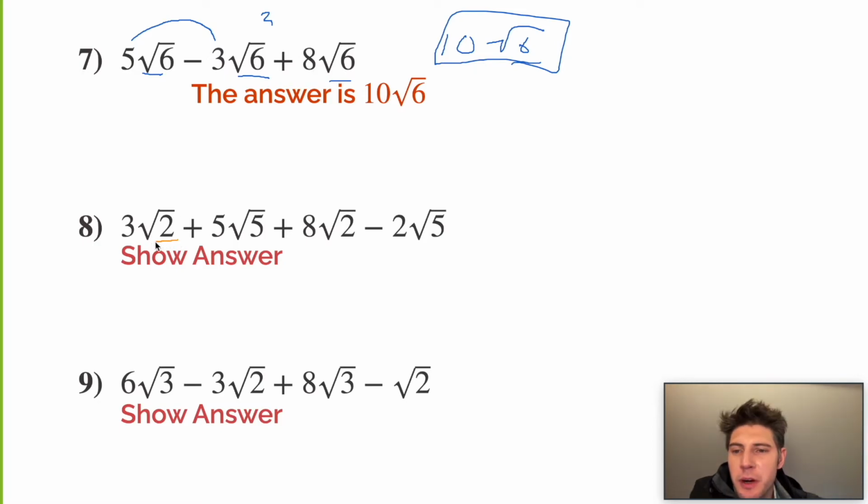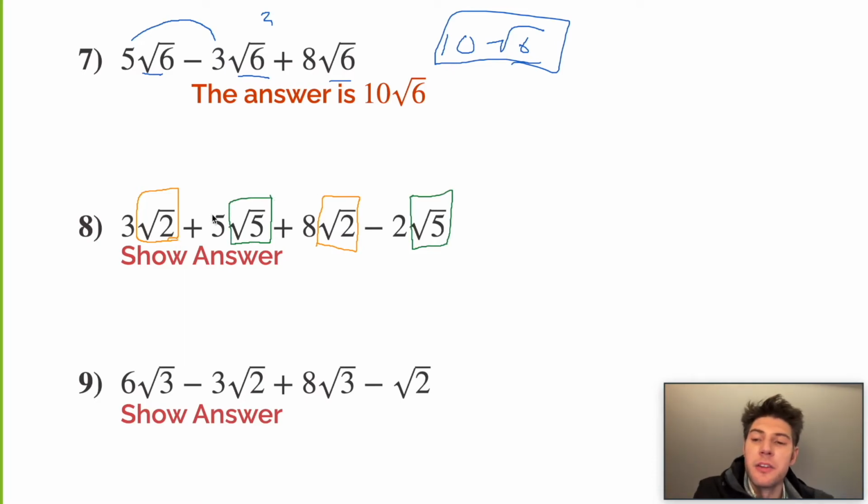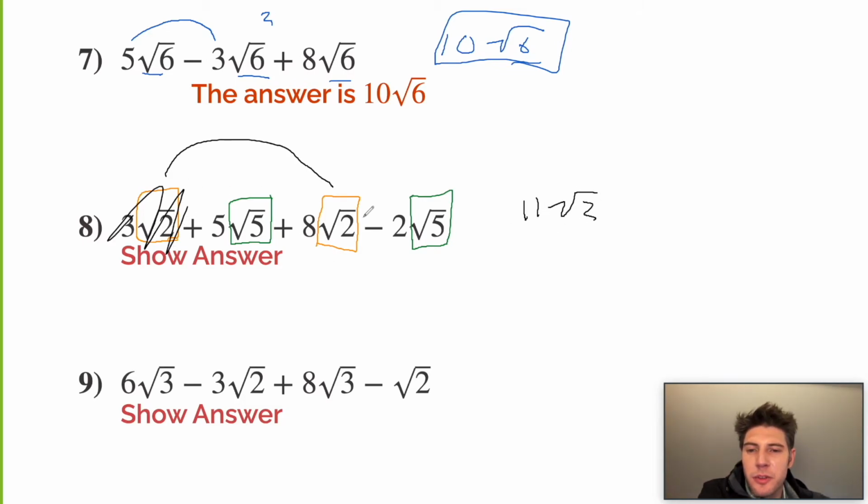Now number 8 is kind of interesting because we have root 2s and root 5s. So I'll put orange boxes around the root 2s. And I'll put green boxes around the root 5s. So we can't add the root 2s to the root 5s. Those are different things. That'd be like adding apples and oranges. You don't want to combine them. So the root 2 and the root 2, we're going to do these two first. 3 root 2 plus 8 root 2 is 11 root 2. So now we've taken care of these two things.